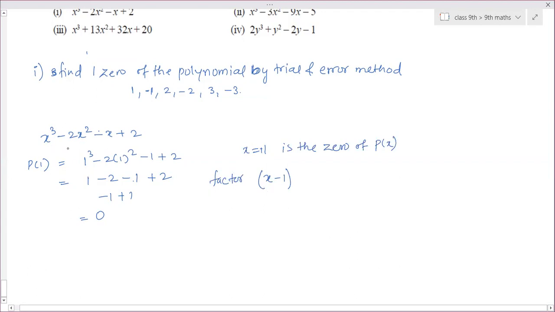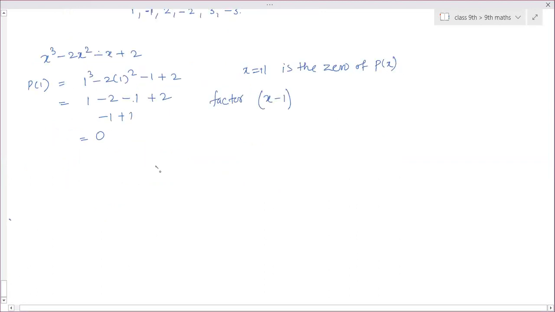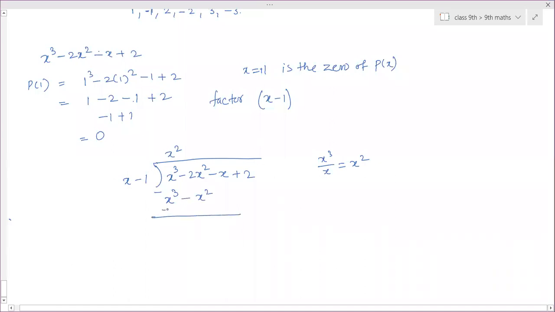Now divide this polynomial by the factor x minus 1 using long division. So we have to do the long division. This is x cube minus 2x square minus x plus 2 divided by x minus 1. First quotient is x cube by x, that is x square. So multiply x square to both the divisor terms. x square into x is x cube. x square into minus 1 is minus x square. This is minus, this is plus, so this gets cancelled. Minus 2 plus 1 is minus x square.